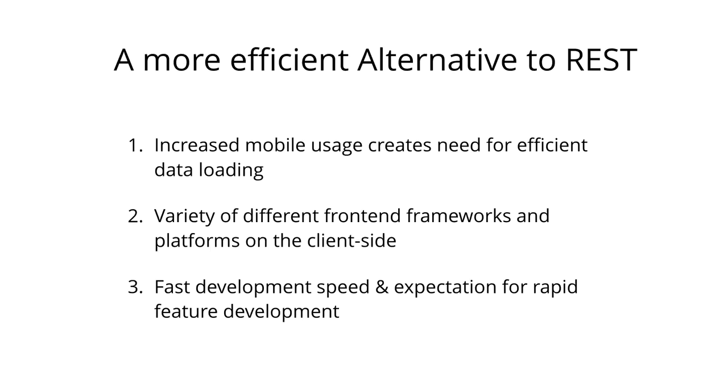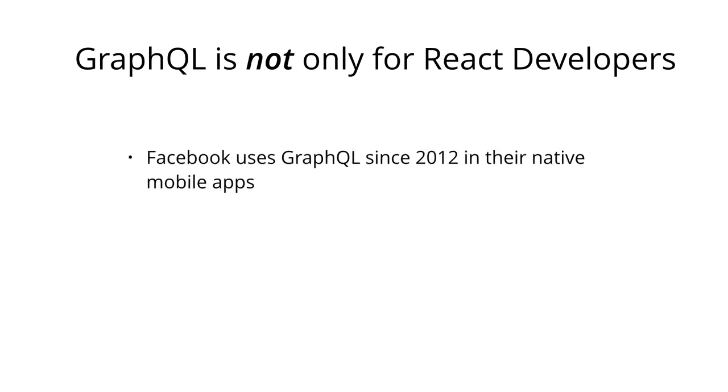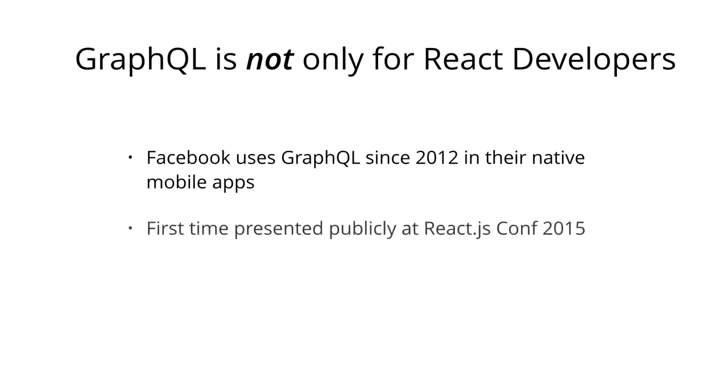Now that we've got a bit more perspective on the concept of REST, let's go and understand a bit more about the history of GraphQL and how it came to be. Facebook started using GraphQL already in 2012 in their native mobile apps. The first time Facebook publicly spoke about GraphQL was at React.js-Conf 2015, and shortly after they announced their plans to open source it.